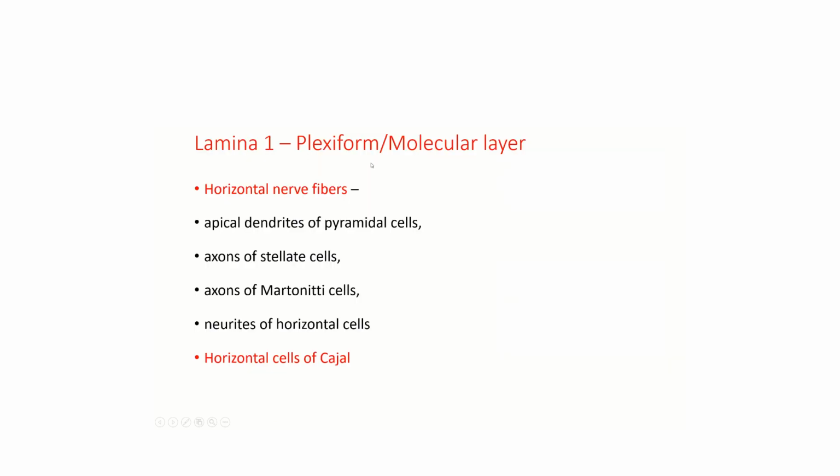So lamina 1, which is the plexiform or molecular layer: horizontal nerve fibers are present, which are derived from apical dendrites of pyramidal cells, axons of stellate cells, axons of Martinotti cells, and neurites of horizontal cells. And the cells are horizontal cells of Cajal.